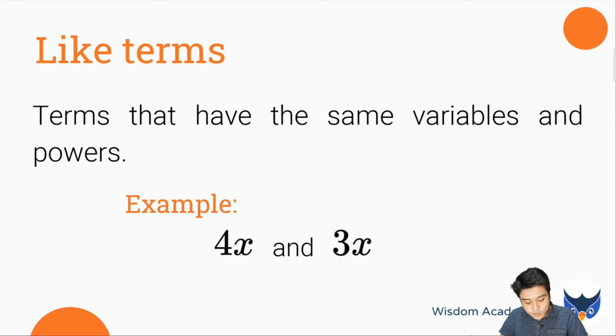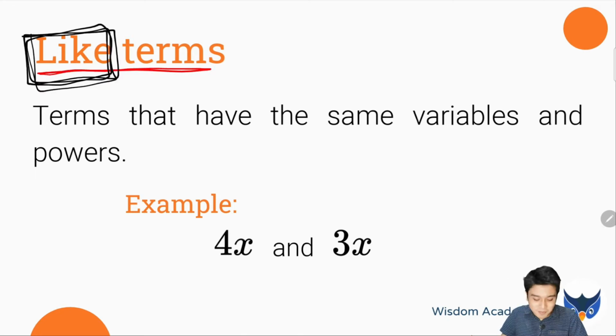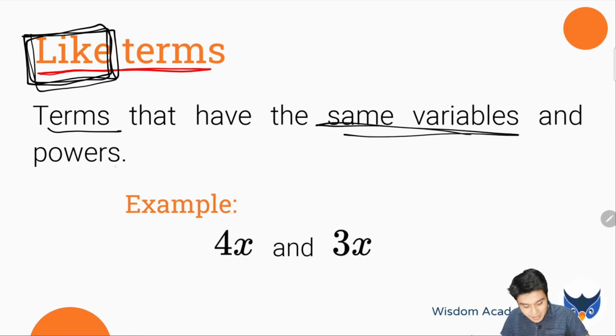Now, let me introduce to you the concept of like terms. No? Kapag sinabing like terms, so pag sinabing like, magkapareho, di ba? So, like terms, they are the terms that have the same variables and powers. So, pareho yung variable, pareho rin yung exponent ng variable. Kapag ganun yung terms, like terms yun, kahit magkaiba ng coefficient.